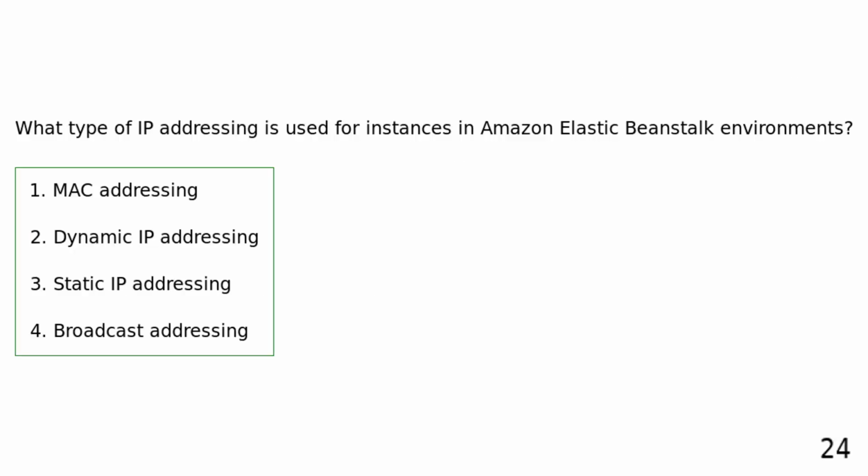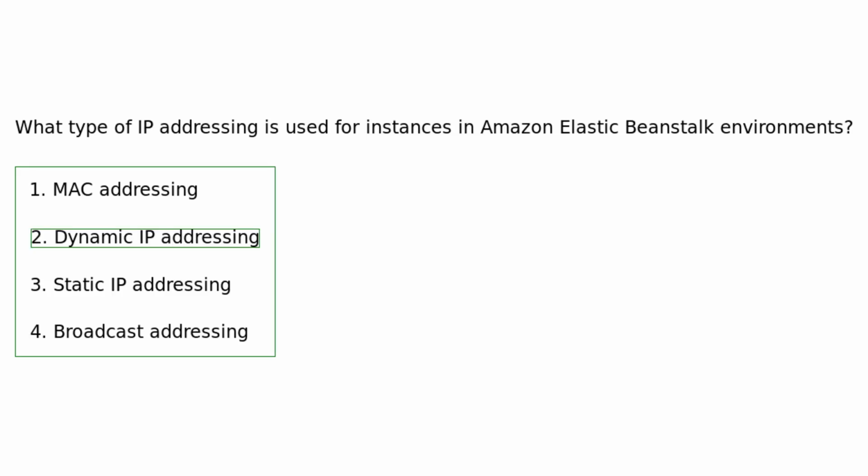What type of IP addressing is used for instances in Amazon Elastic Beanstalk environments? MAC addressing. Dynamic IP addressing. Static IP addressing. Broadcast addressing. Instances in Elastic Beanstalk environments use dynamic IP addressing.